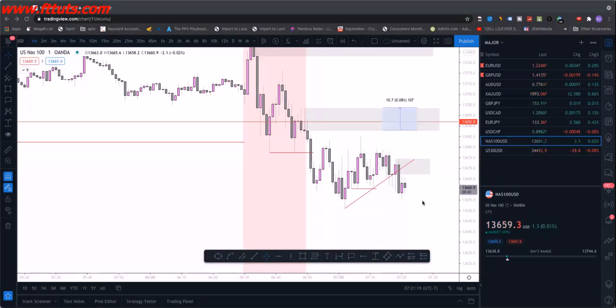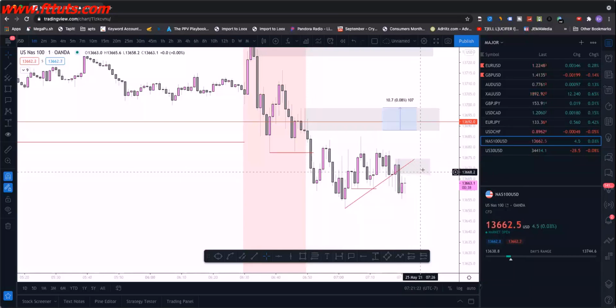Okay, on MT4, it actually tapped this. Just letting you know that on MT4, if you look at it, it tapped this. So I just took that quick sell and got out.